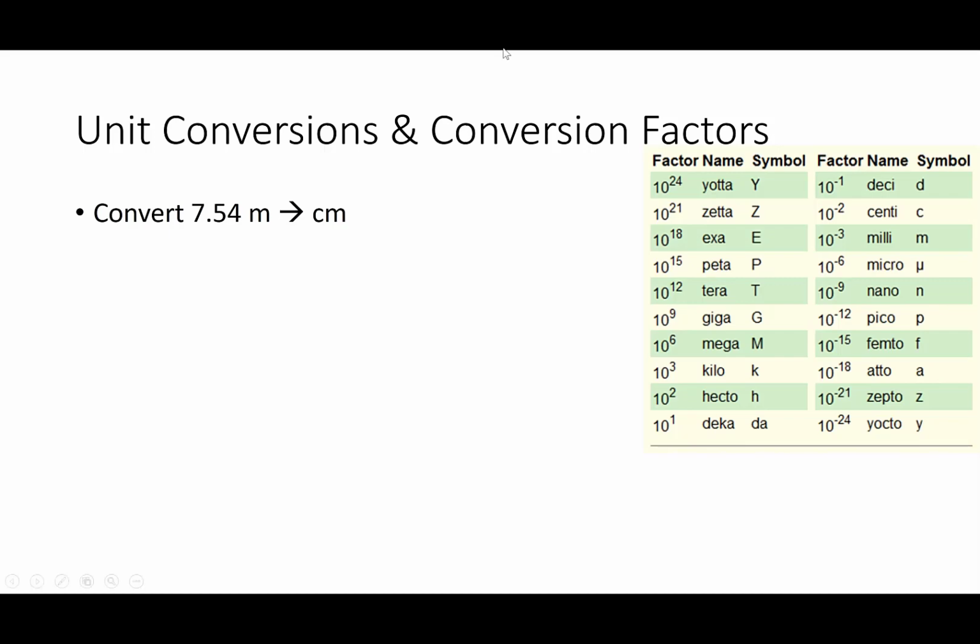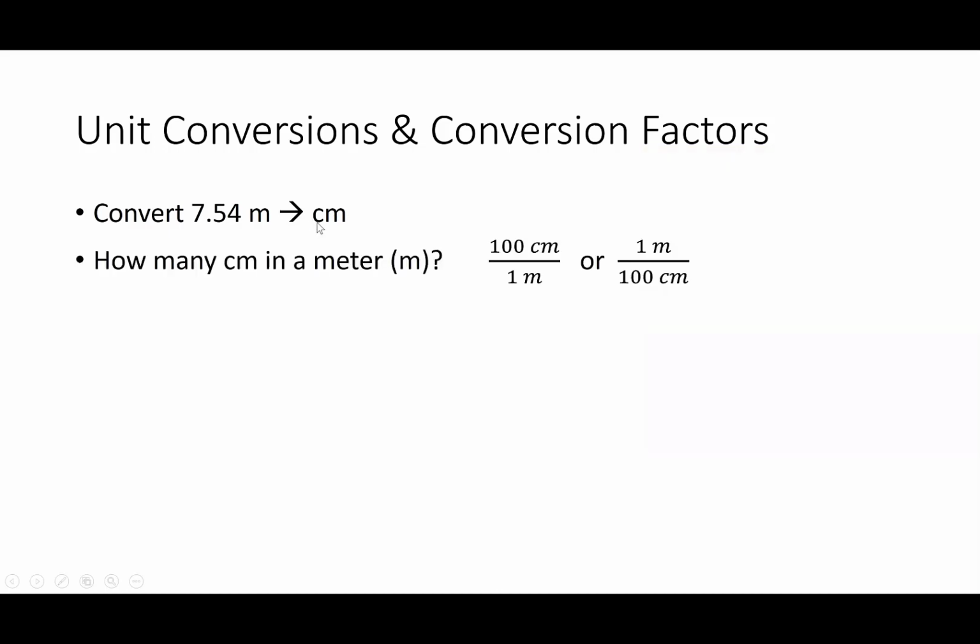And I put here on the right side a table kind of similar to what you see in your Top Hat page on units. And if we look at the prefix of centi, it's right here. And we can see centi as 10 to the minus 2 centimeters, okay? So what does that mean? That means that if you put centi in front of the word meter, a centimeter is equal to 10 to the minus 2 meters, okay?